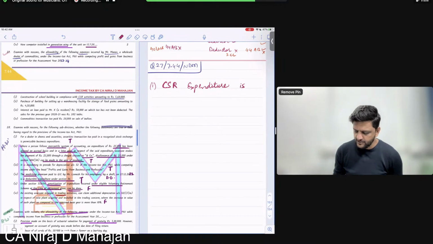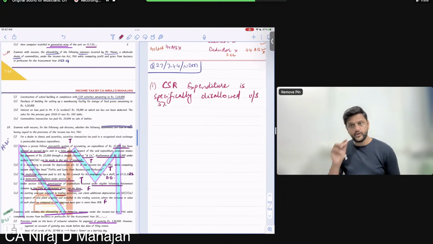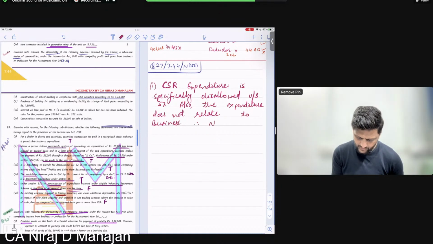CSR expenditure is specifically disallowed under section 37. But even if it was not CSR, because it is not in business, the expenditure does not relate to business, so it is not allowed. Also, the expenditure does not relate to business, therefore not allowed.